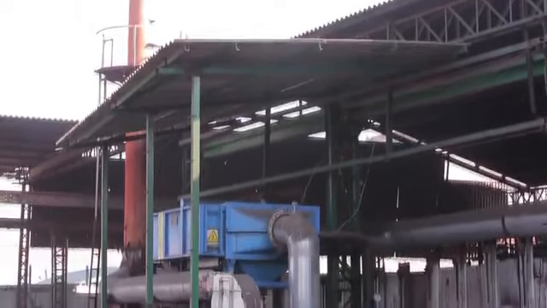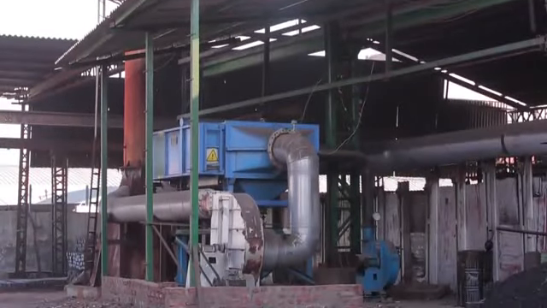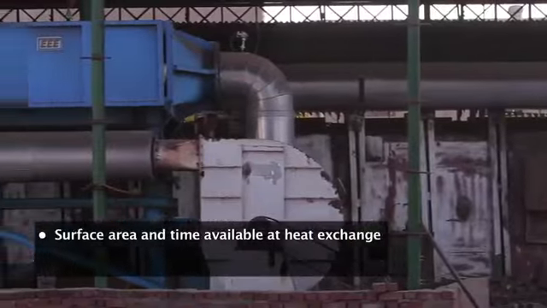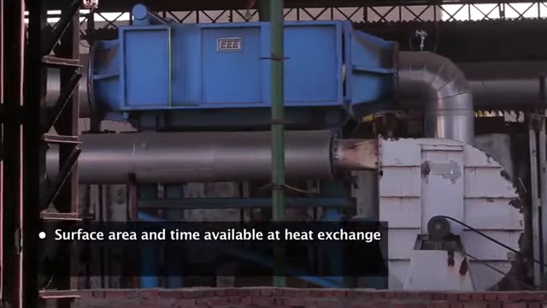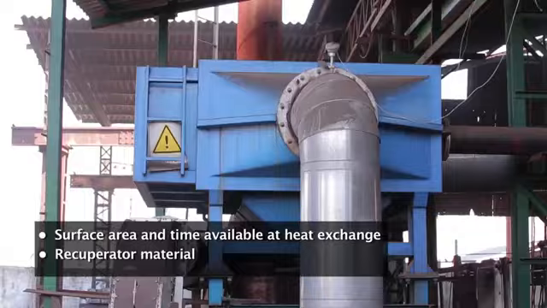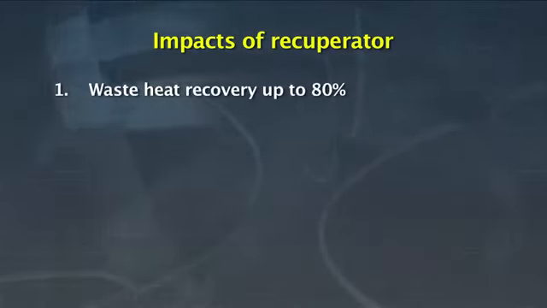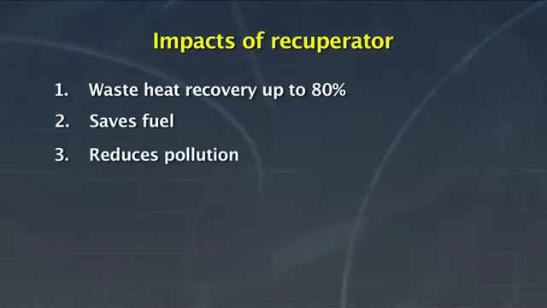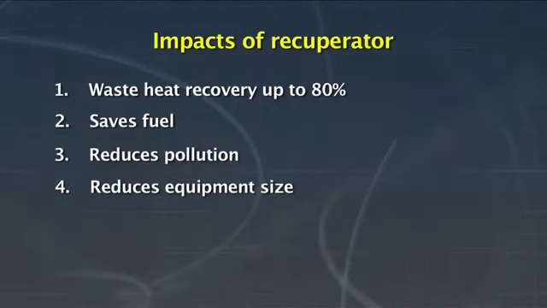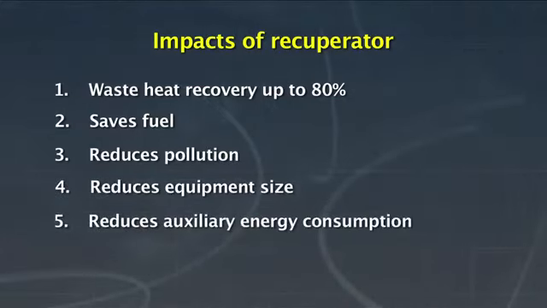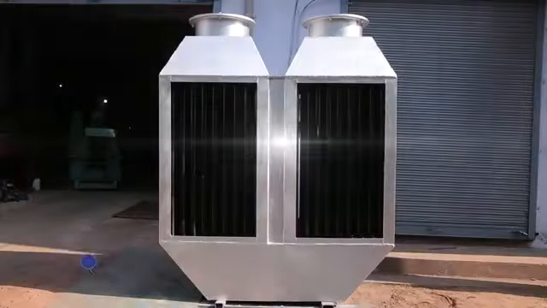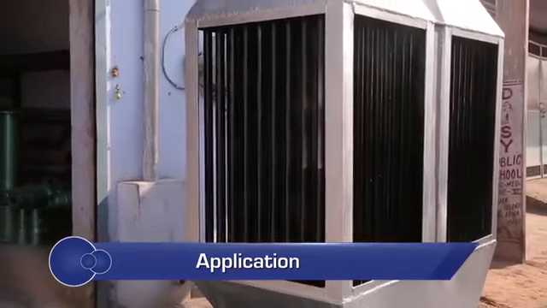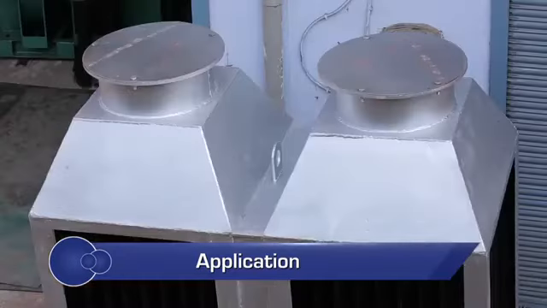The recuperator efficiency depends on two important parameters: surface area and time available for heat exchange, and recuperator material. The impact of recuperators is that waste heat recovery up to 80% of the exhaust flue gas temperature is possible. It saves fuel, reduces pollution, reduces equipment size, and reduces auxiliary energy consumption. A variety of recuperator designs are available for use in rolling mills.